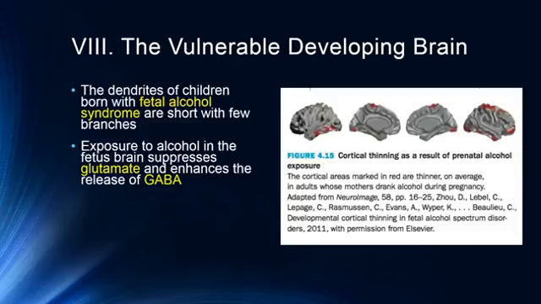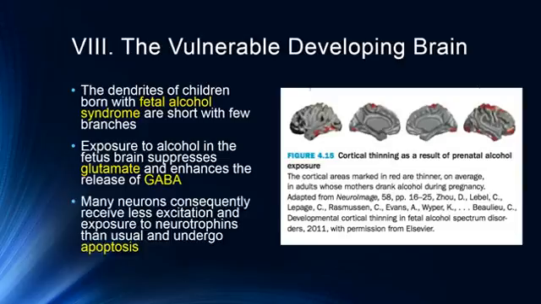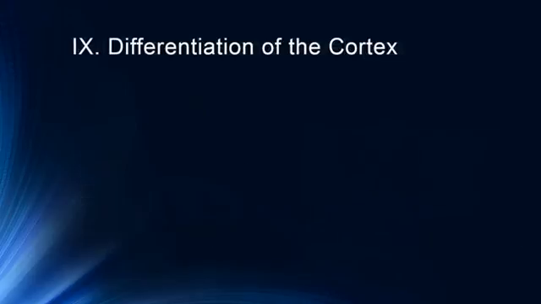Now remember, if a neuron is not excited enough, it receives less excitation and exposure to neurotrophins than usual, and then undergoes apoptosis. So by inhibiting neurotransmission through the facilitation of GABA and suppressing excitation by suppressing glutamate, you get a reduction in neurofiring, and as a result, before a child is even born, they have lost a great number of neurons due to apoptosis.